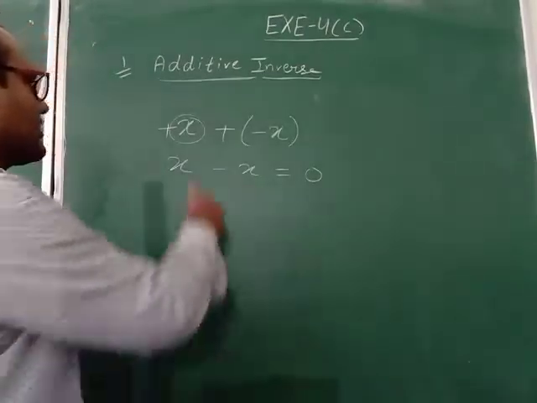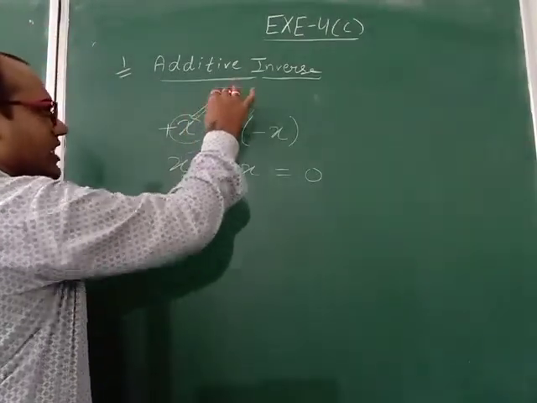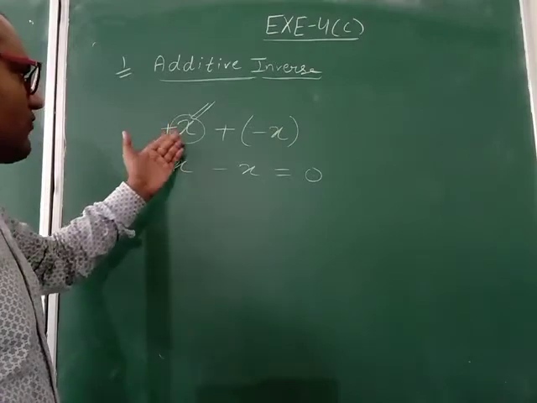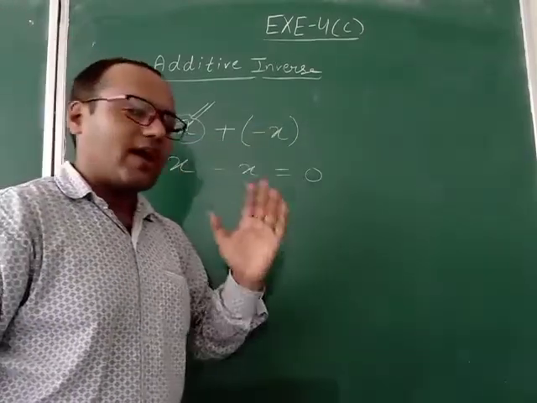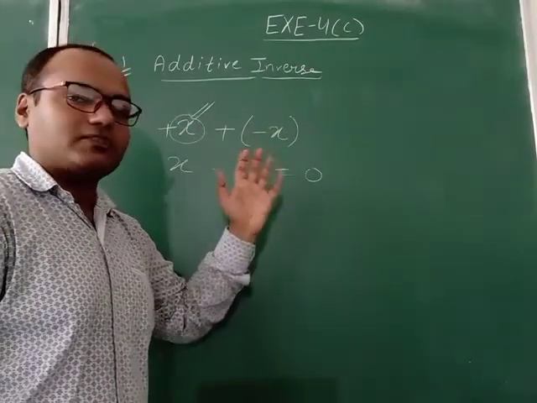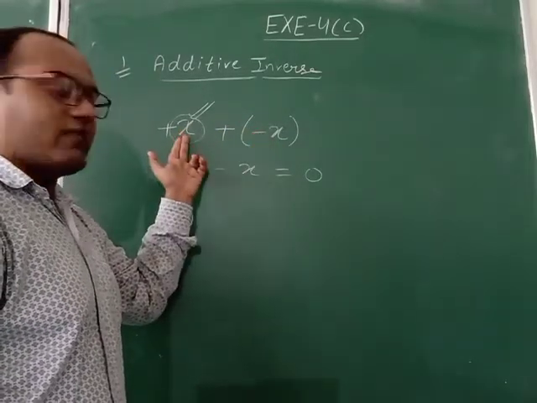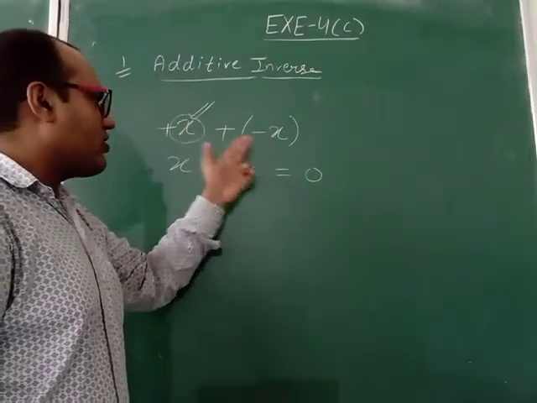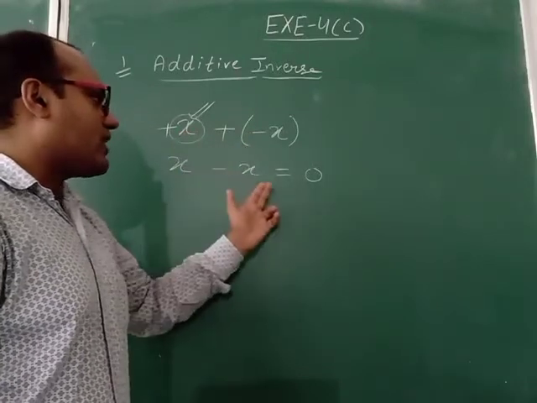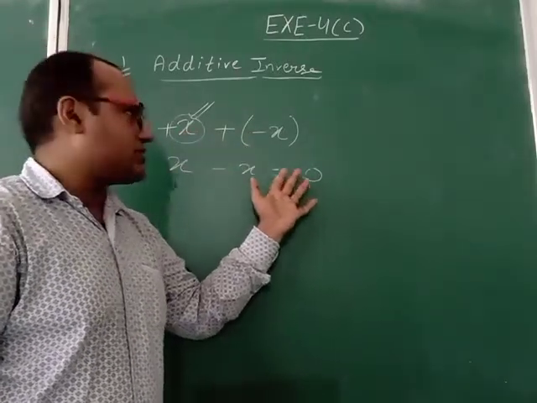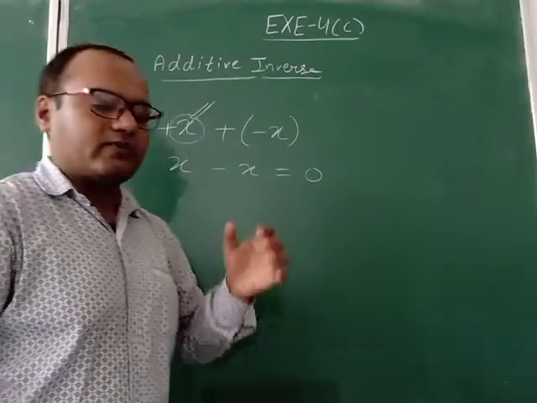So here in the question I have taken the alphabet x. So the additive inverse of x is minus x. Why is the additive inverse of x minus x? Because when we add this minus x to the given alphabet x, on adding these two we get 0. So such numbers are known as additive inverse.